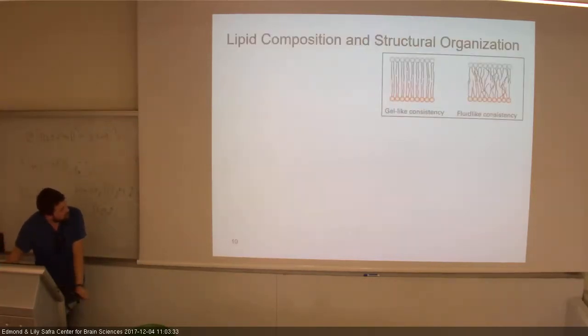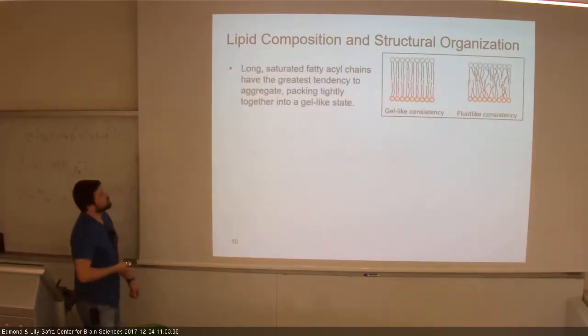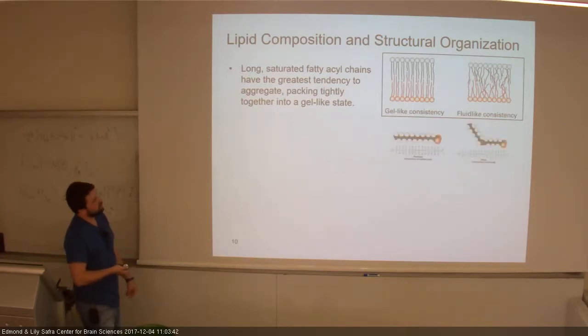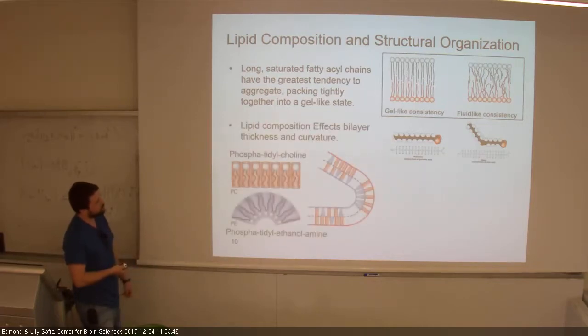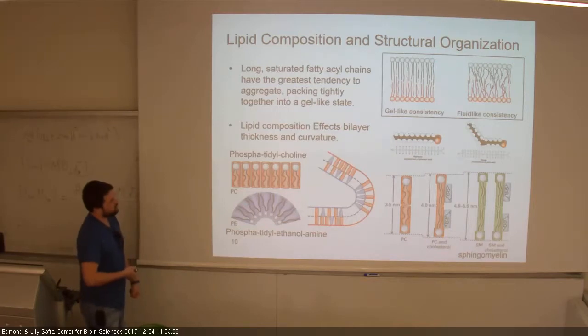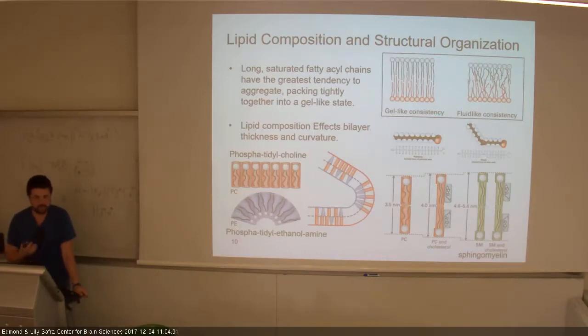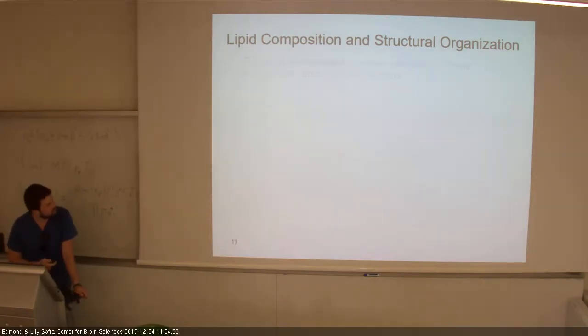We mentioned the cholesterol. We talked about the rigidity and the lipid composition, and how it affects the consistency of the membrane itself, the thickness of the membrane and the curvature of the membrane, in terms of the different phospholipids that compose the membrane, and also that cholesterol can have an effect on the thickness and also the viscosity of the plasma membrane.